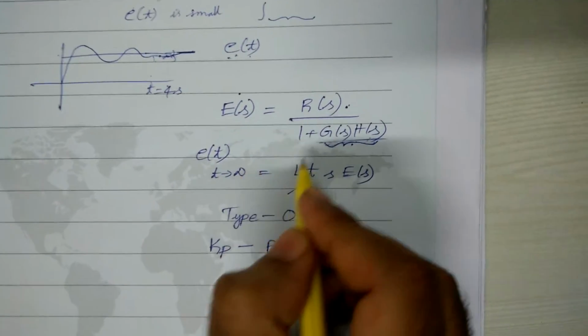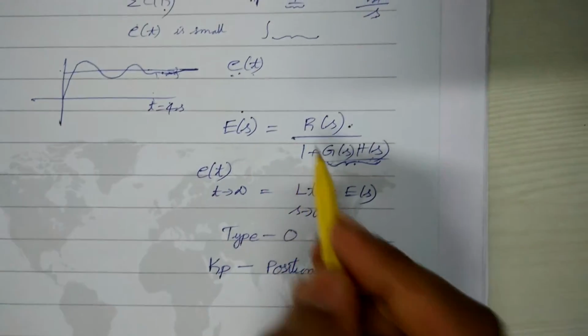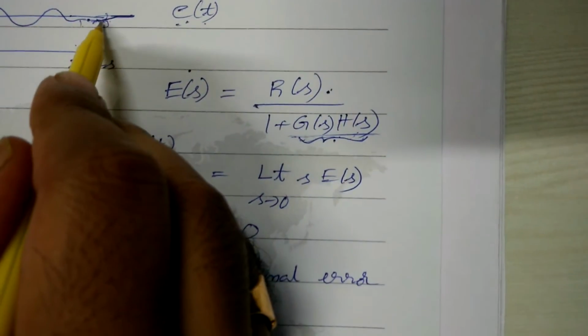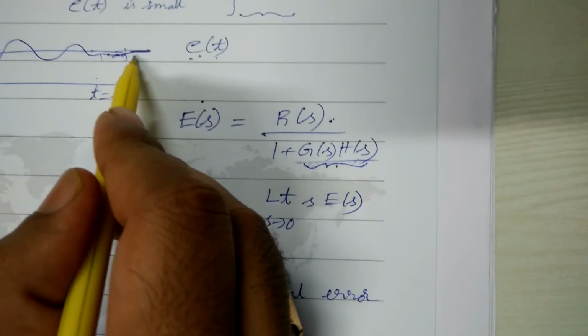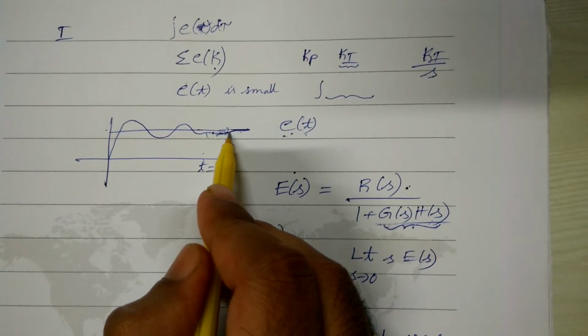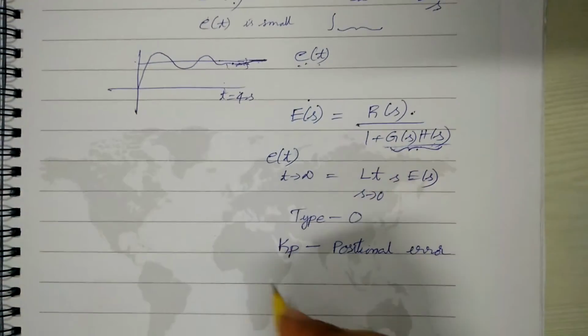So for type 1 system, for step input, the steady state error is 0. This is the mathematical proof behind this, and this is some practical intuition behind this integral action. So this completes integral action.